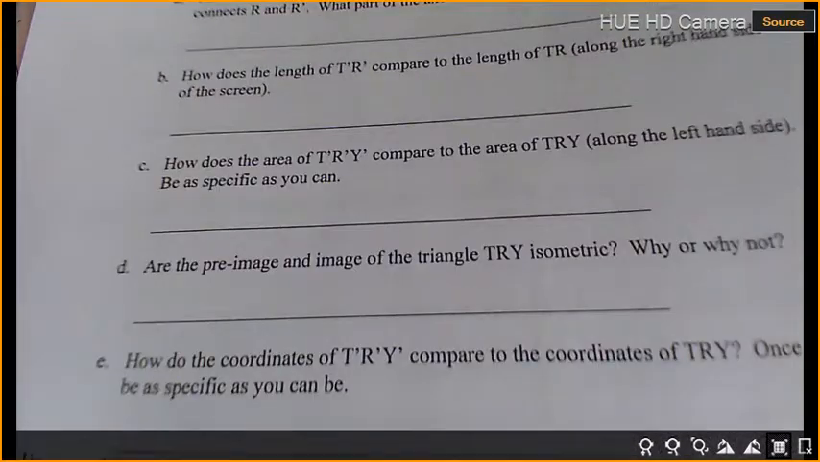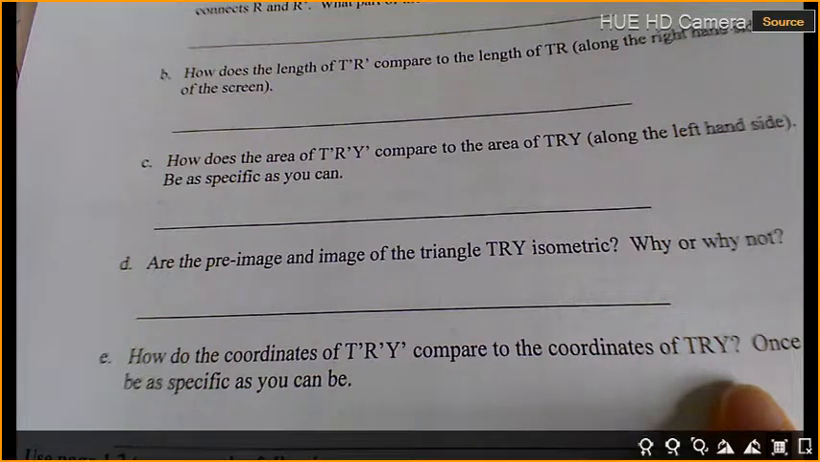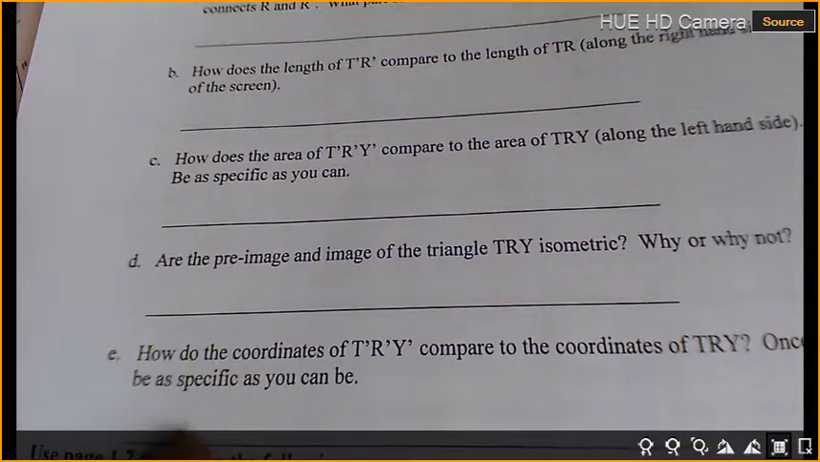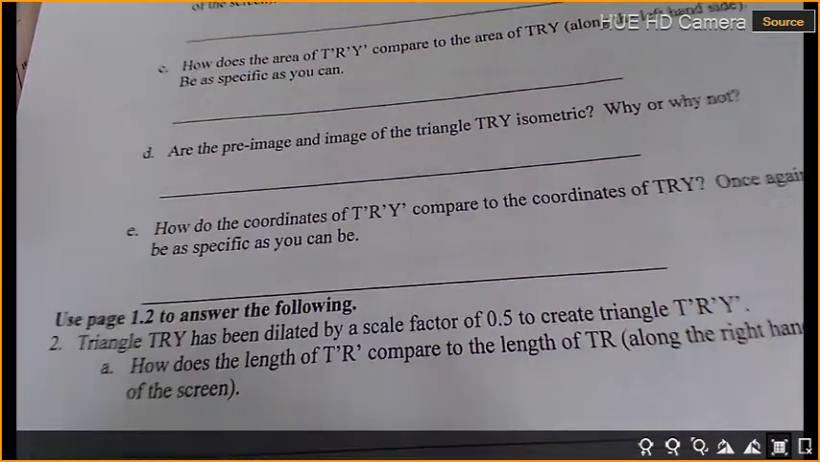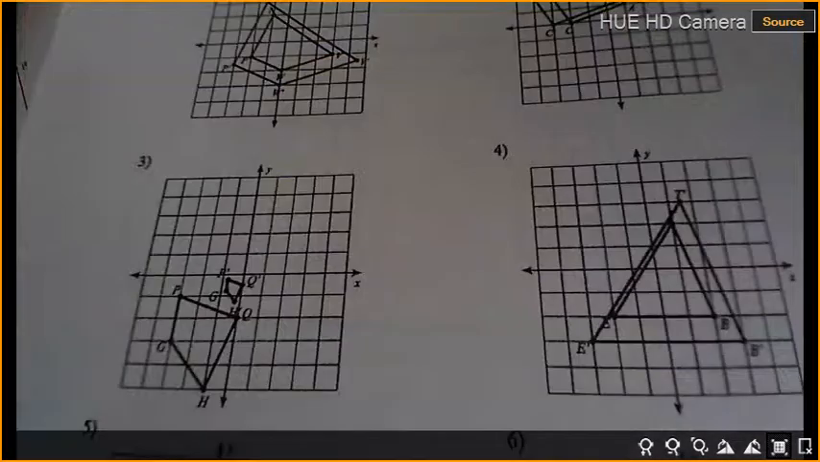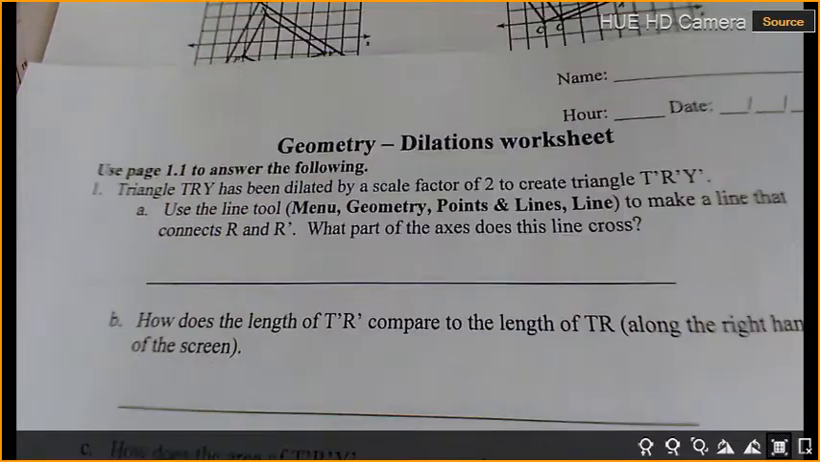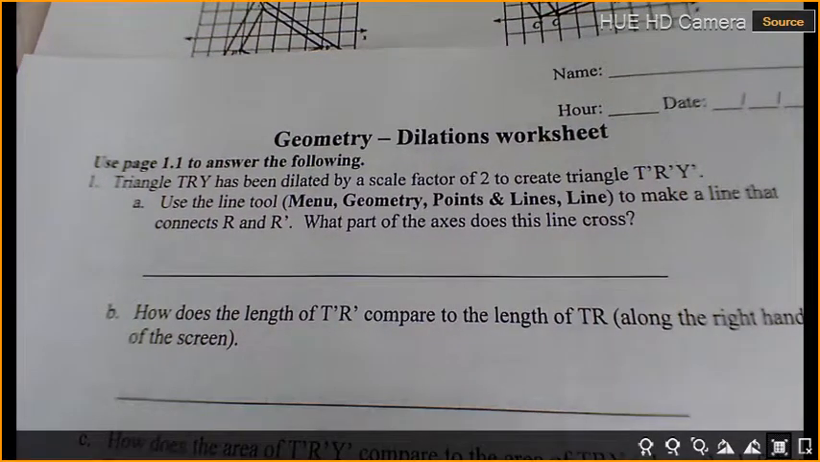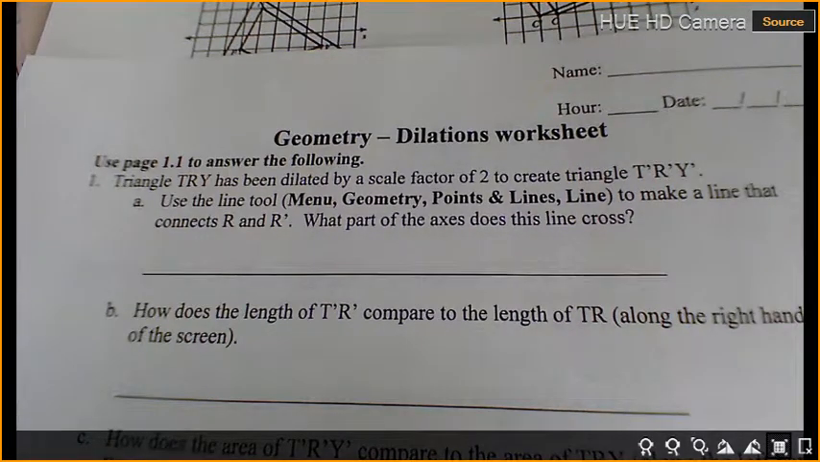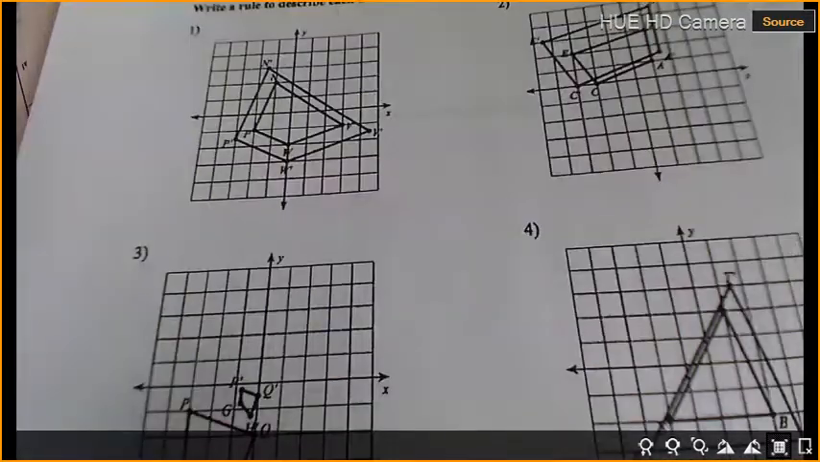And how do the coordinates of TRY compare to the coordinates of image T'R'Y' and coordinates of pre-image TRY? Once again, you need to be specific. And then you're going to move on to each of these pages and answer these questions. Okay? Please raise your hand if you have a question. This needs to be done today in class. Okay? It's on the calculator. Can't do it at home. So you need to put your phones away. And you need to actually do this. And I can come around and maybe I need to take phones and hold them up here for the hour so that we get that done.